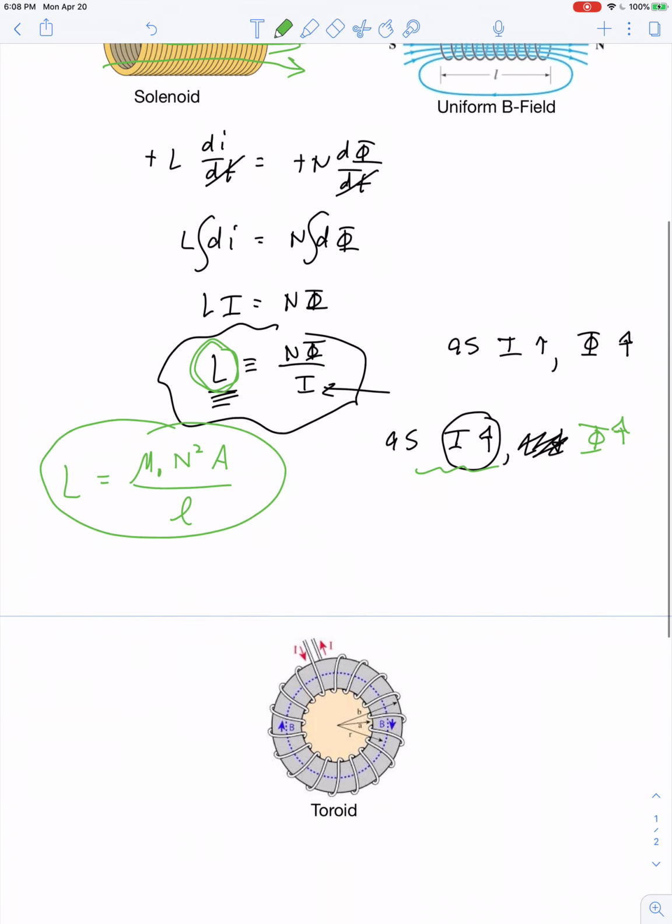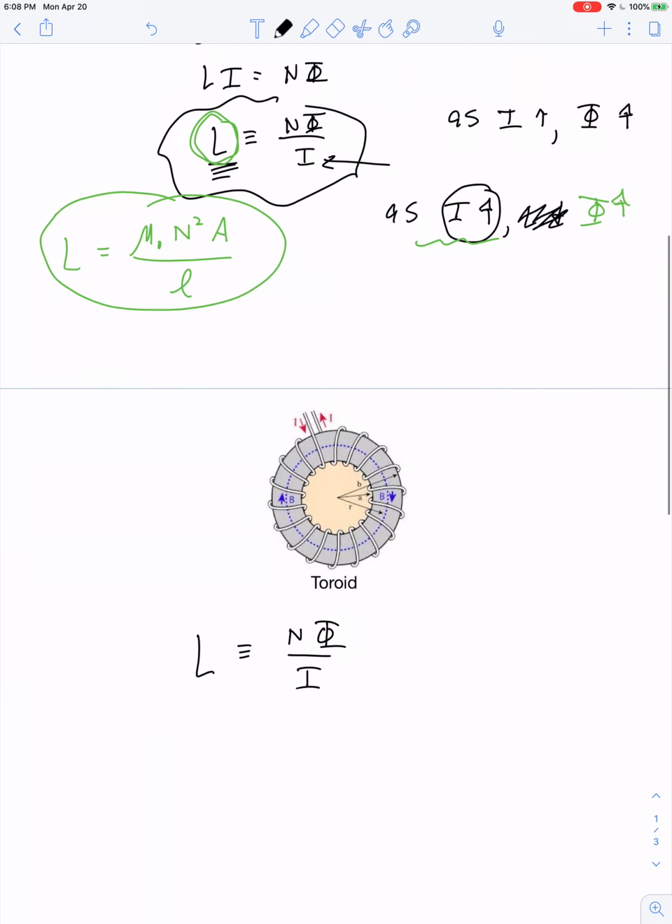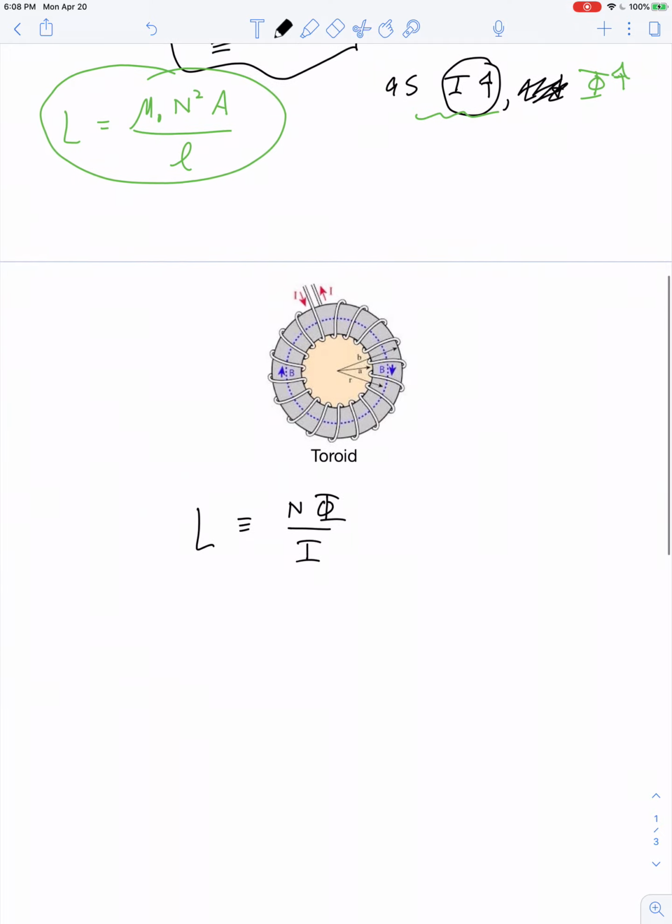Here we want to find the inductance of a toroid in the same manner. When I say the same manner, I mean we want to start with the statement that inductance should be equal to NΦ over I. So let's see. Flux is equal to the integral of magnetic field times area. When magnetic field is constant, we can take it out of the integral sign, and we can say that flux is just B times the integral of dA, which of course just gives us B times A.